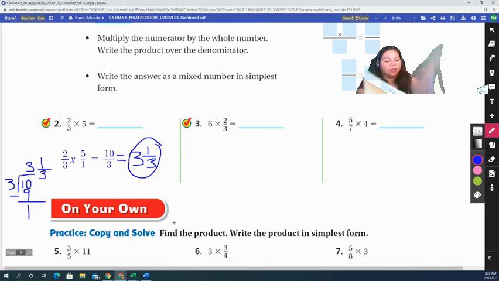Hopefully you get it. I'm trying to get more time during Zoom so that we can practice more.